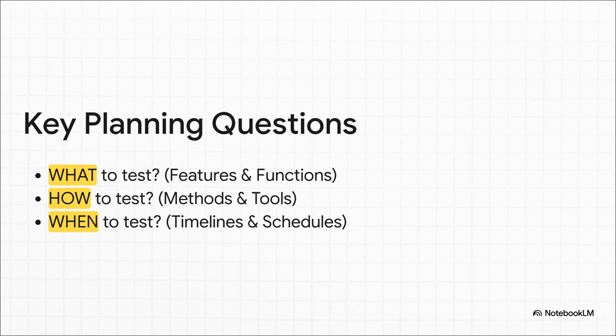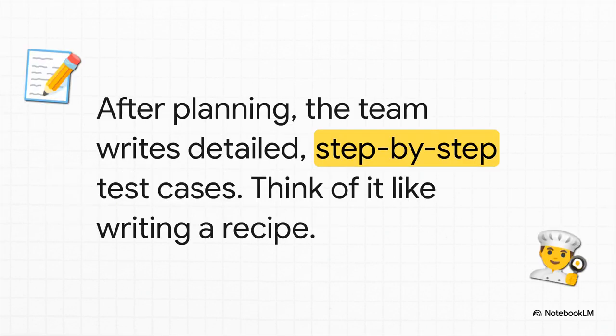And this whole complex planning process, it really just boils down to answering three simple questions. The plan has to define exactly what features are going to be tested, how they're going to be tested, what tools and methods they'll use, and of course, when it's all going to happen. You got to have those timelines. So, once that high-level plan is locked in, the team starts to get really granular.